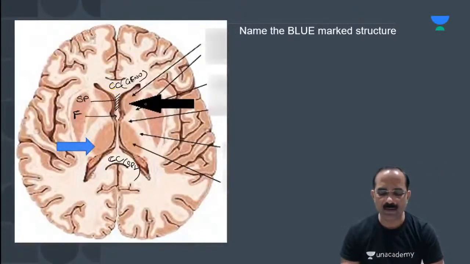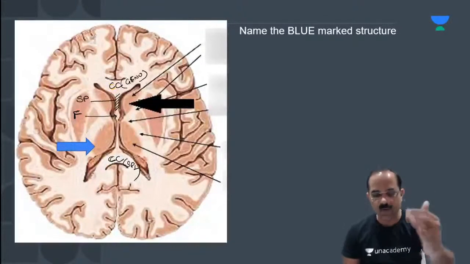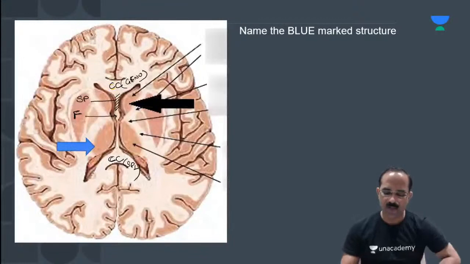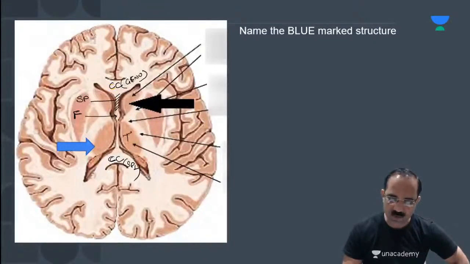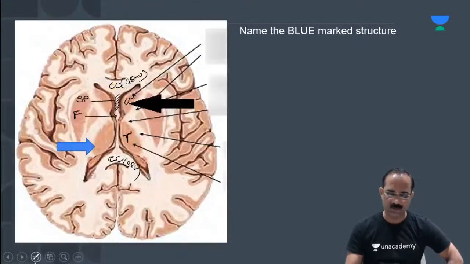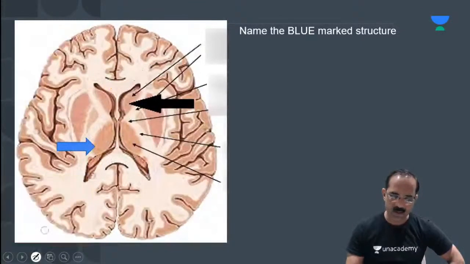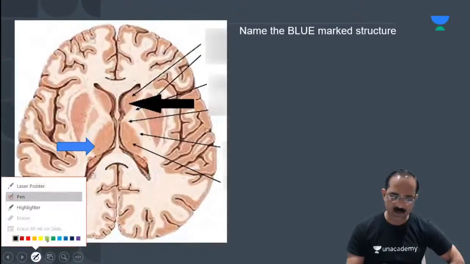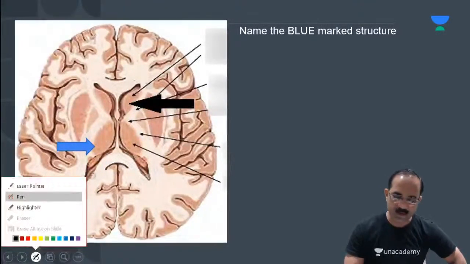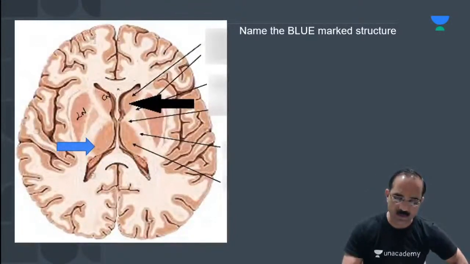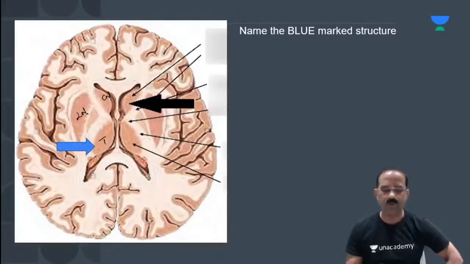What is this black colored structure? Very good. That's the caudate nucleus. You got that right. And what is this structure? This one. That's the thalamus. This is the caudate nucleus, this is the thalamus. Caudate nucleus, thalamus. And now students, if you can tell me this. What is this? That's the lentiform nucleus. This is the caudate nucleus, that's the thalamus, that's the lentiform nucleus.